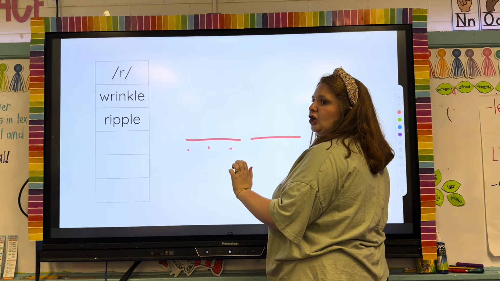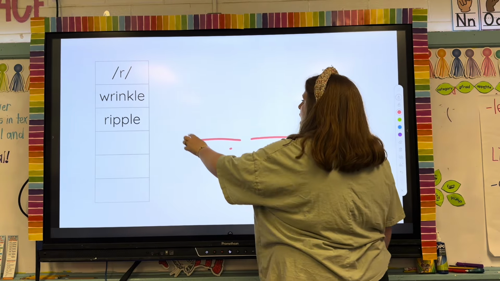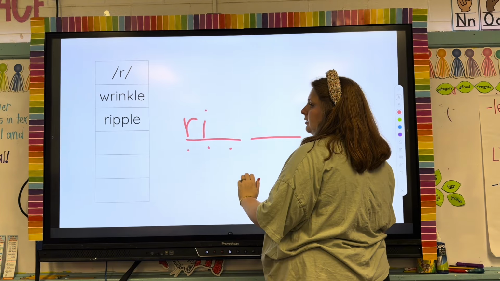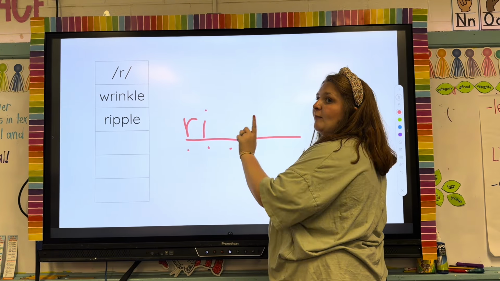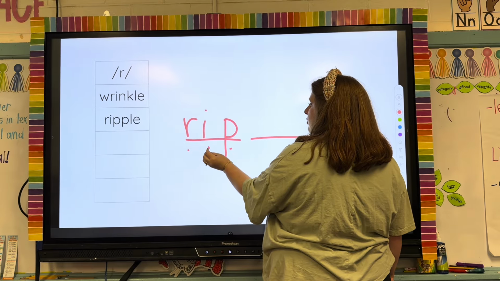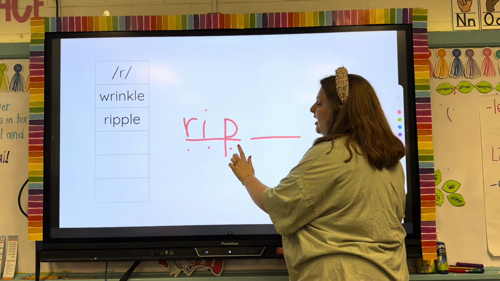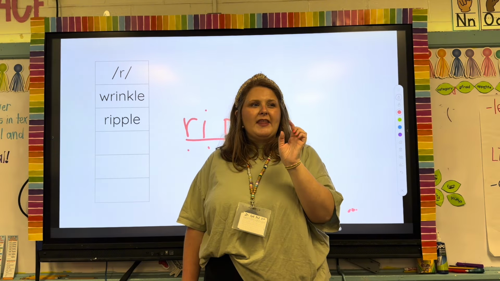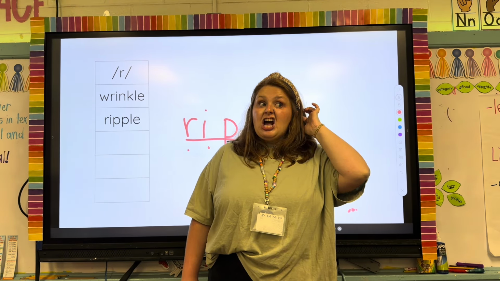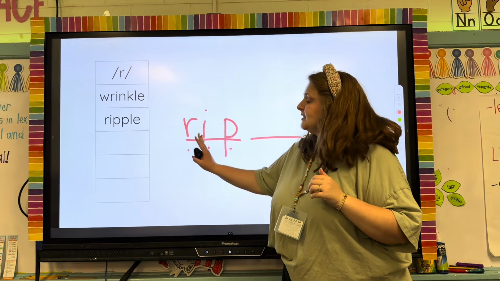How do I spell R? How am I spelling I? How am I spelling P? How am I spelling it here? Just a P, right? In my first syllable, I have to just have one consonant. Remember how we talked about that VCCV pattern? What do we always split? The consonants, right? So I'm only going to have one consonant over here.